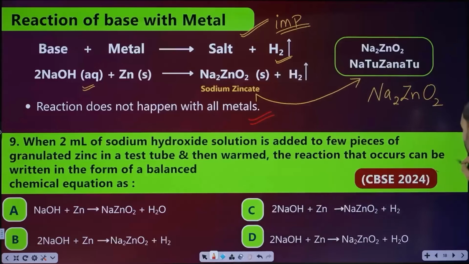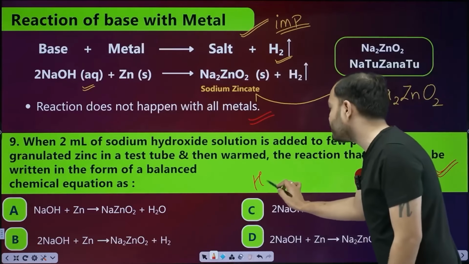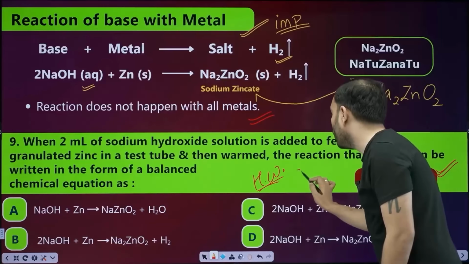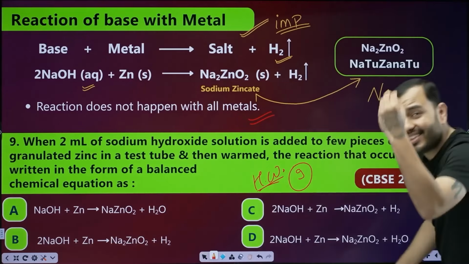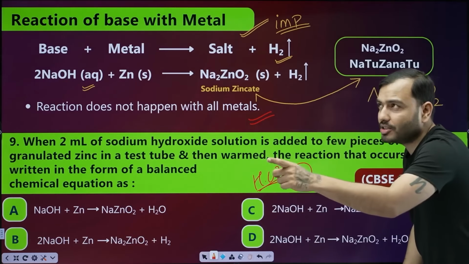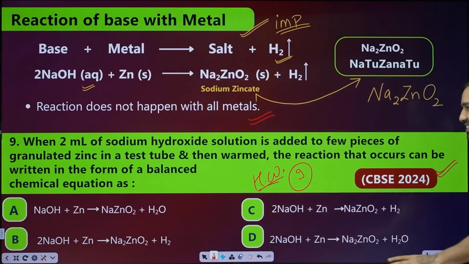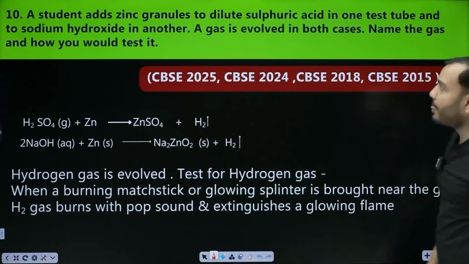Look at this question, CBSE 2024. You will do it. All right, let's mark this as homework. Pause the video and comment the answer for question number 9. It came in 2024, 2023 and 2025. No, not 25. It will come in 26. It will come, it always comes. You do comment. Let's move further.